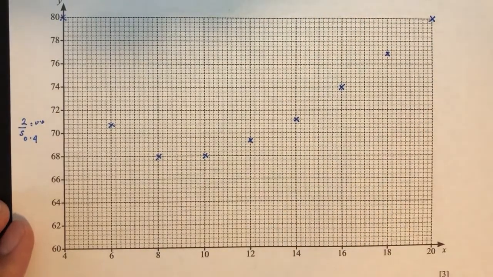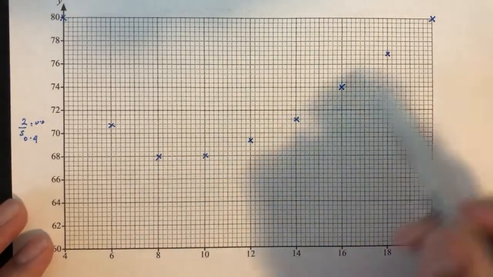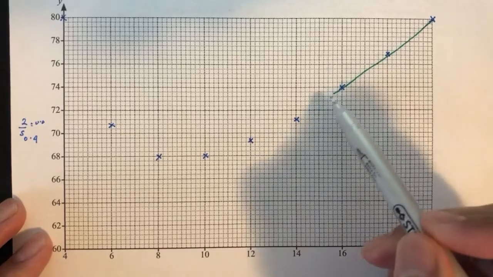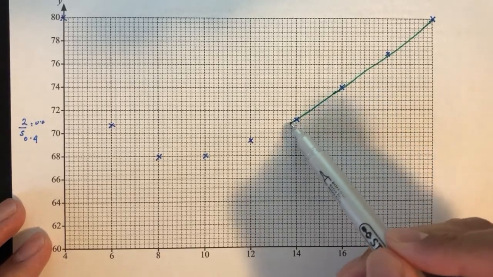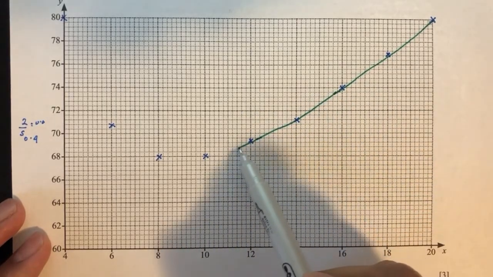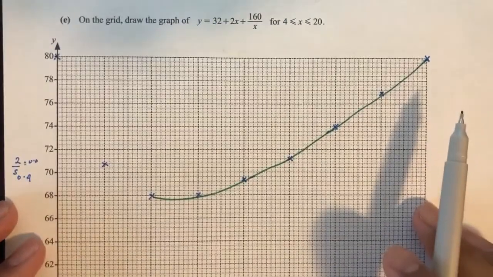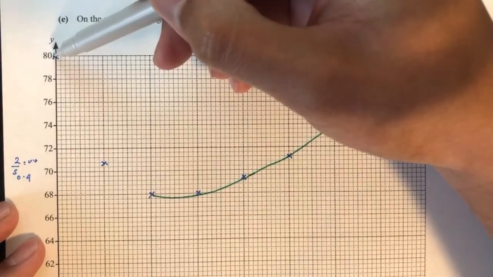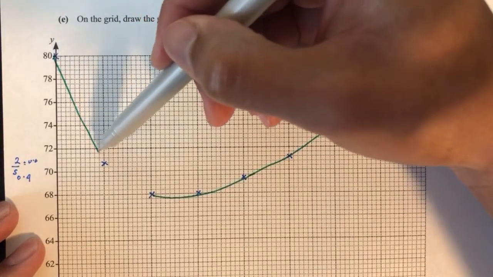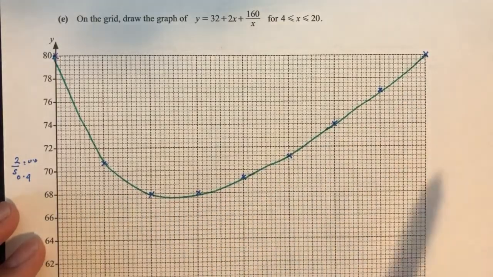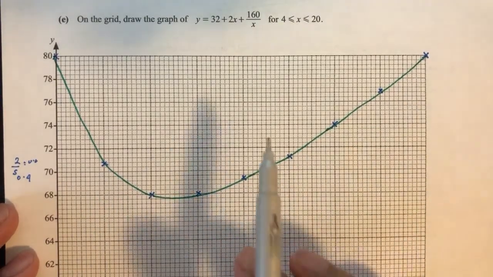So now let's try your best to join all the points together. So try your best to make the line smooth, and the curve needs to pass through every point. Make sure you can do that properly. I'm using a pen here, so if you are using a pencil, make sure that the line passes through every point properly. Okay, so that was part E.